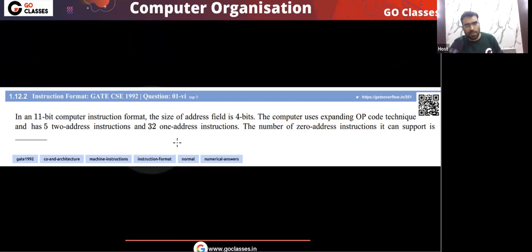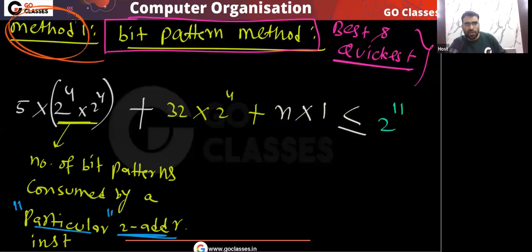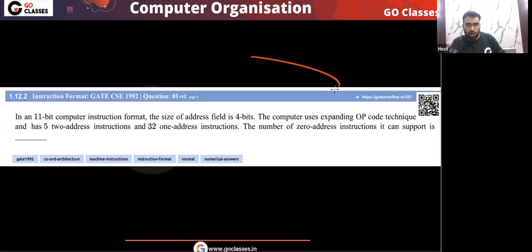Is this clear? We have done this question using the bit pattern method. Using method number 1, we have already solved this question. Method number 2, can you apply it and solve this question? Let me know. Very simple. Is this clear?